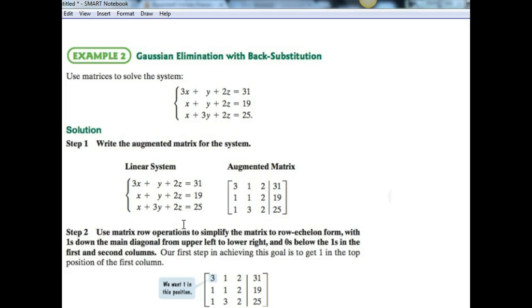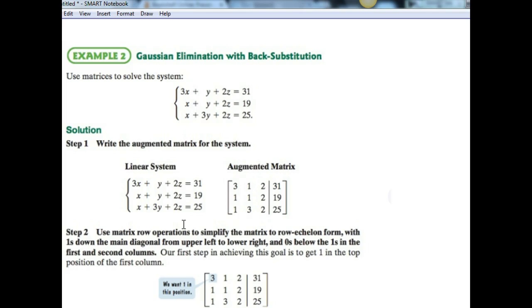Hello, this is example 2 from the pre-calculus part 2 textbook. It's found on pages 809 and 810 in your textbook. What we're trying to do here is solve systems of equations.